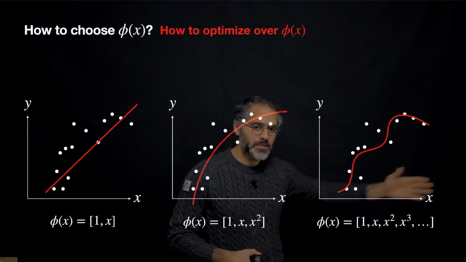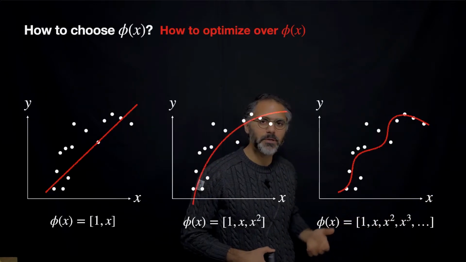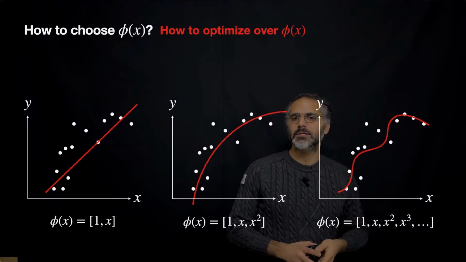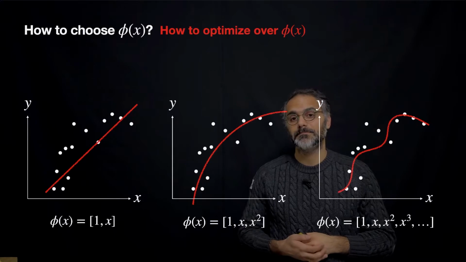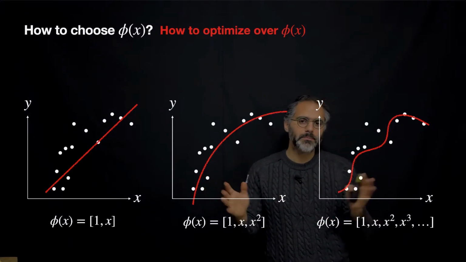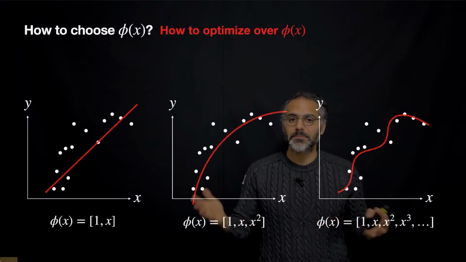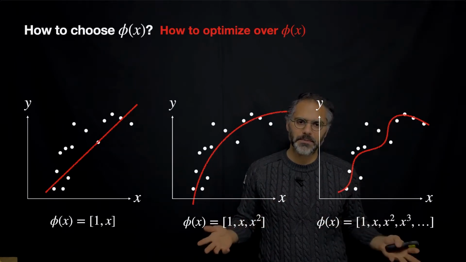So is the solution to just keep making phi bigger and more complex so that it can fit all the points? Is that the best model? And this is a really important question to think about. Before I proceed, pause and think, what's happening here?